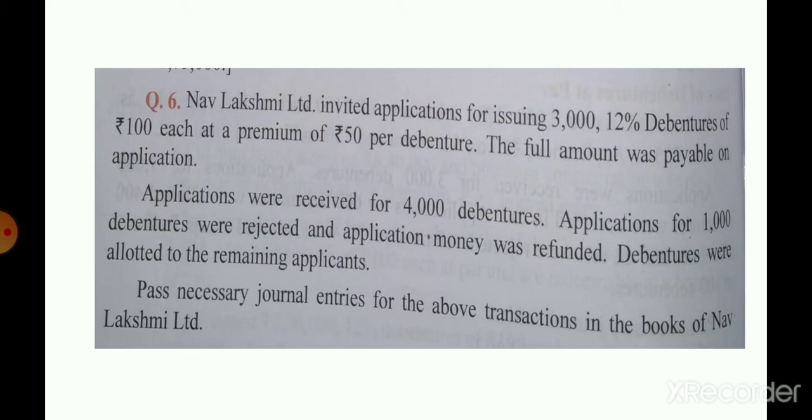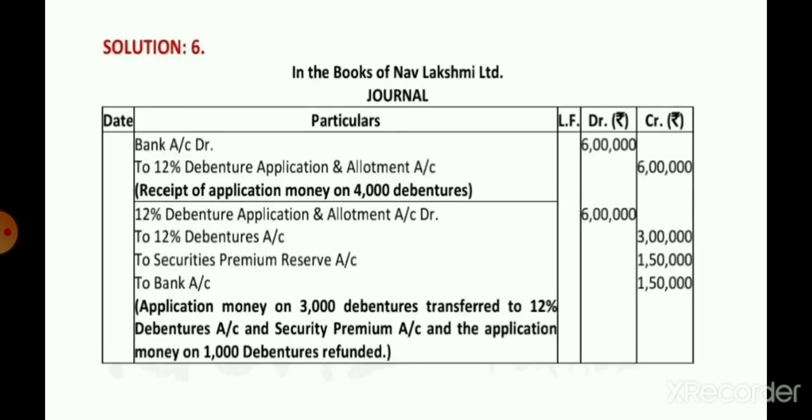The applications for 1,000 debentures were rejected and the application money was refunded. Okay. So the application of 1,000 debentures is totally rejected. You don't have to calculate any money, and debentures were allotted to the remaining applicants. So, you have to pass the journal entry. It is quite a simple entry as the premium is 50 and all money is received on application only. So, the entry will be bank account to debenture application and allotment account.